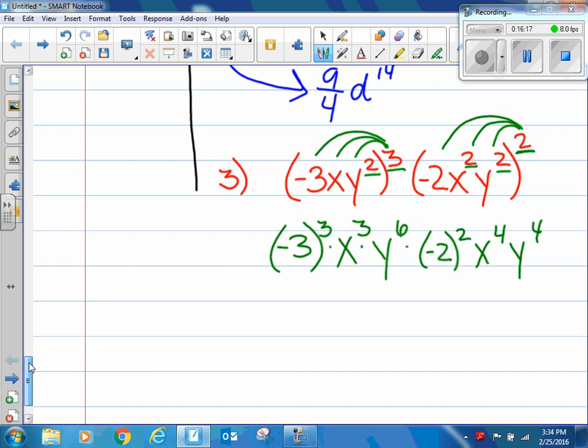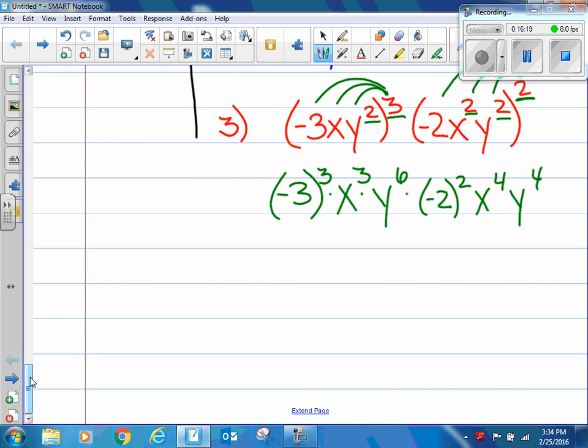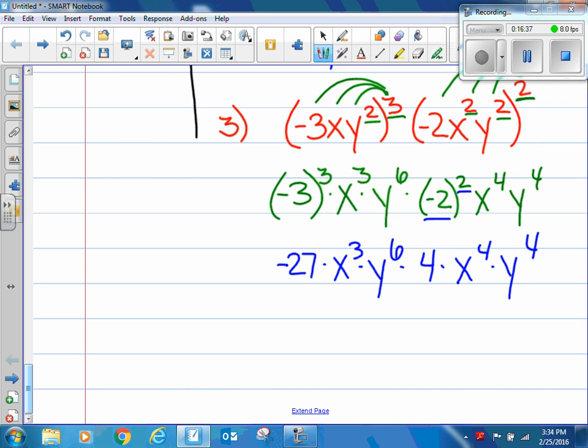All right, well now we're looking a little bit better. This is manageable. I'm first going to take care of my negative 3 to the third. If I do negative 3 to the third, I have negative 27. And then I still have x to the third, y to the sixth. Negative 2 squared is 4. X to the fourth, y to the fourth. Remember, these are all being multiplied by each other.